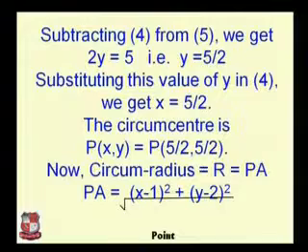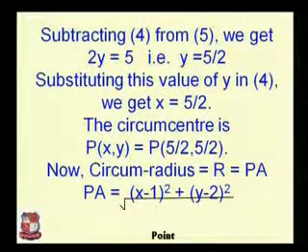Now subtracting equation number 4 from equation number 5, we get 2y is equal to 5. That means y becomes 5 upon 2. Now substituting this value of y in equation number 4, we get x is again 5 by 2. So the circumcenter P(x, y) is equivalent to P of (5 by 2, 5 by 2). This is the circumcenter of the given triangle.